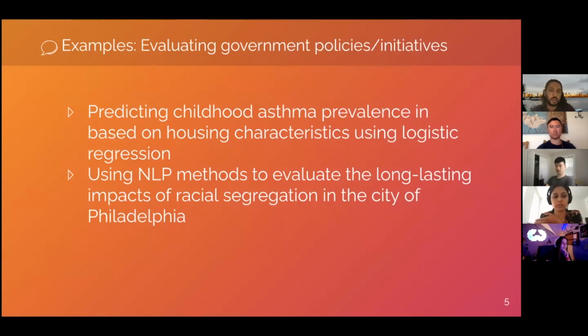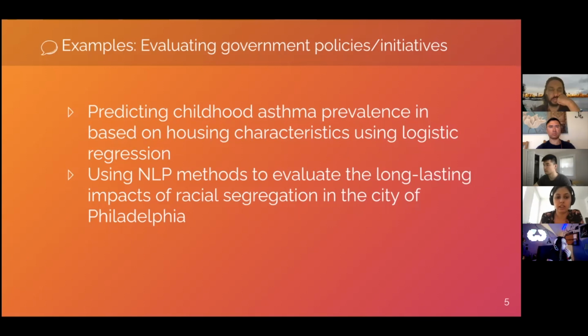So then there was a policy called the Fair Housing Act. And that was a policy put in place to make sure that access to housing is fair. But really, there's a lot of evidence showing that there was very explicit racial discrimination, and it had impacts on racial segregation in a lot of cities. And one of those cities is Philadelphia.